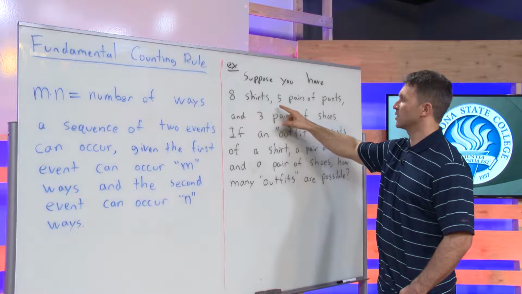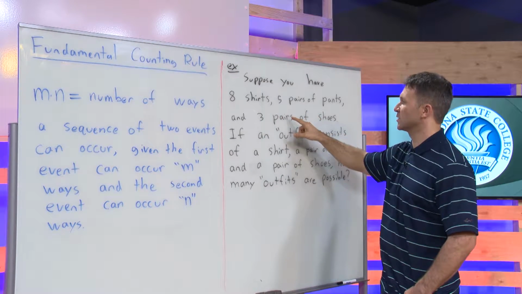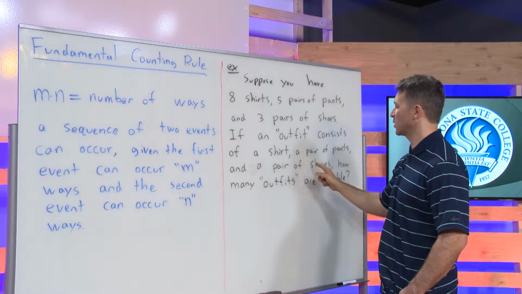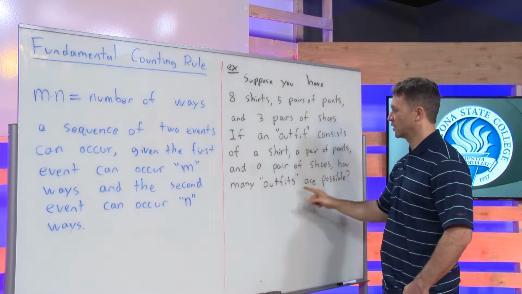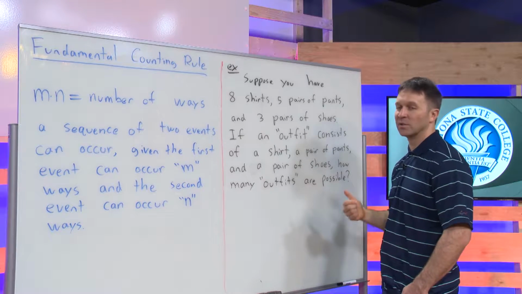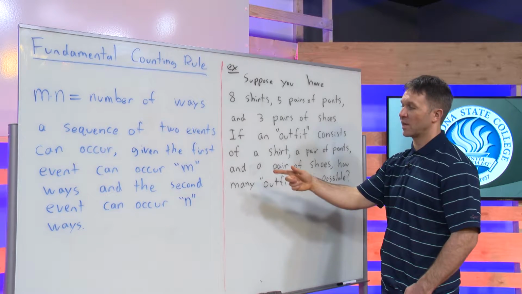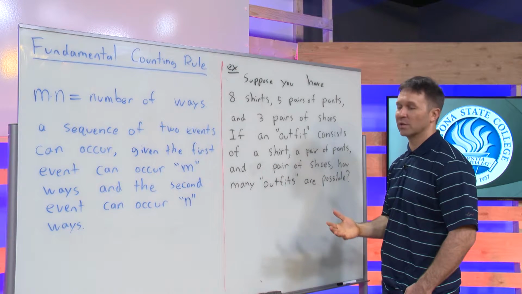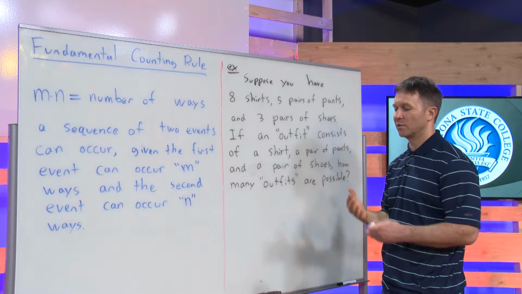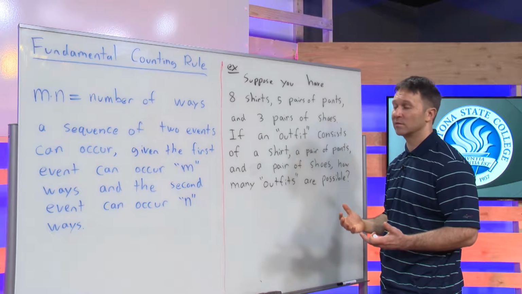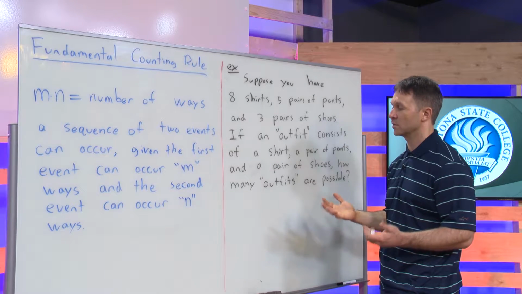Suppose you have 8 shirts, 5 pairs of pants, and 3 pairs of shoes. If an outfit consists of a shirt, a pair of pants, and a pair of shoes, how many outfits are possible? Okay, so this is a little bit of an extension of what's actually written over there on the board for the rule. The rule corresponds to 2 selections, and you multiply the ways the first can be selected times the number of second ways can be selected.